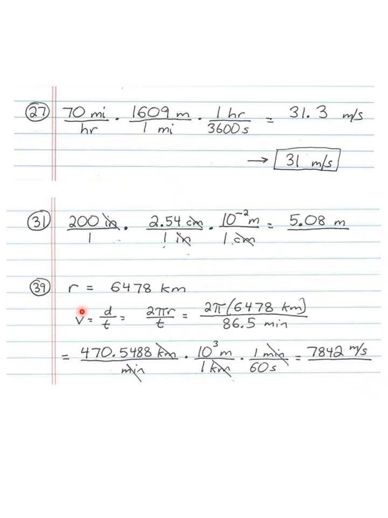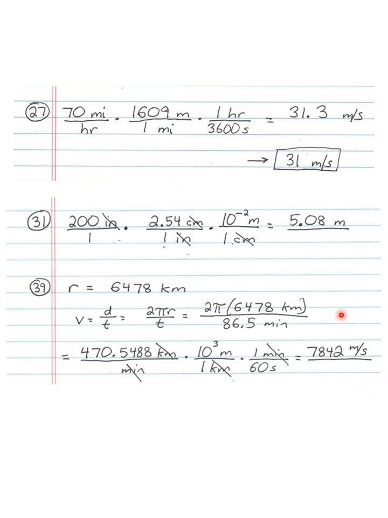From that, we do speed is distance divided by time. The distance it goes in one circular orbit is 2 pi times the radius. That's the circumference of a circle. The time is given for one complete orbit, 86.5 minutes. So if we plug those values in, 2 pi times 6478 kilometers, divide by 86.5 minutes, we get an answer that you see below.